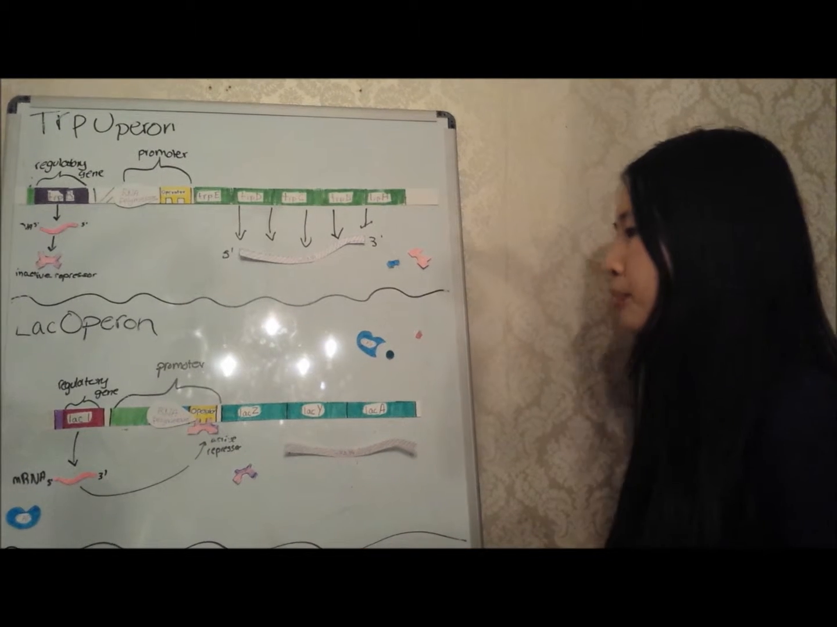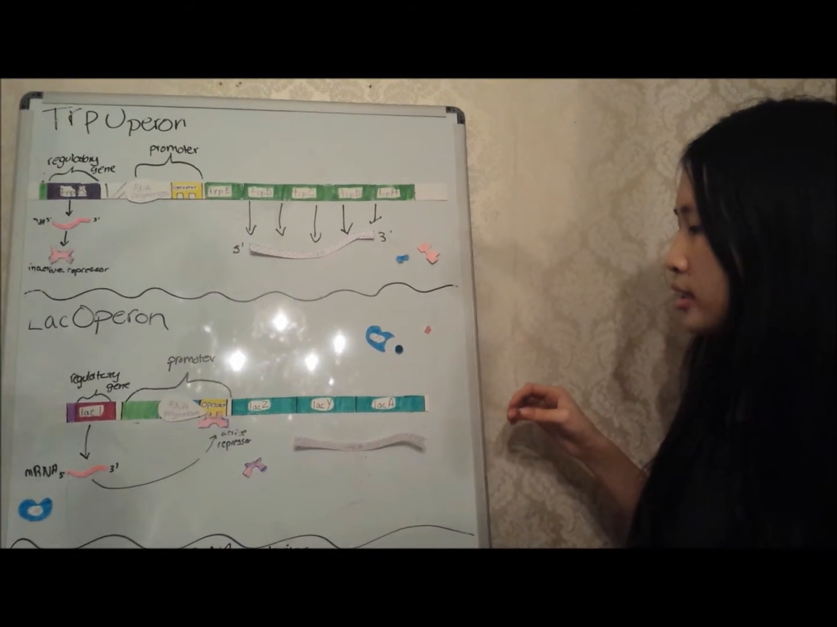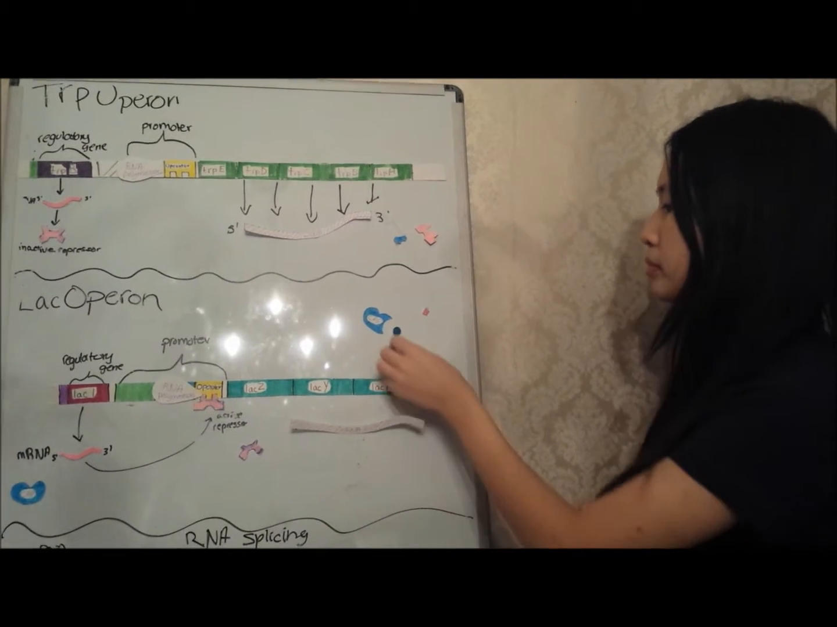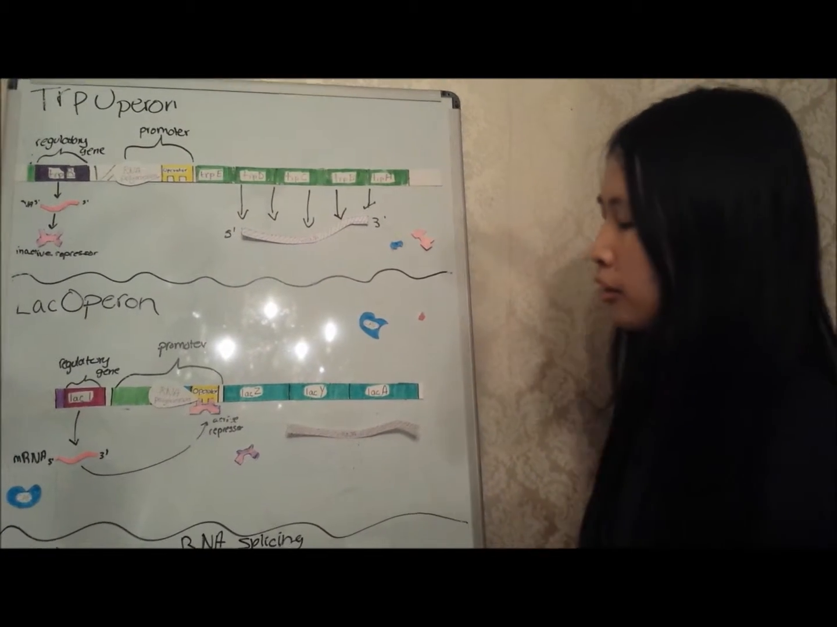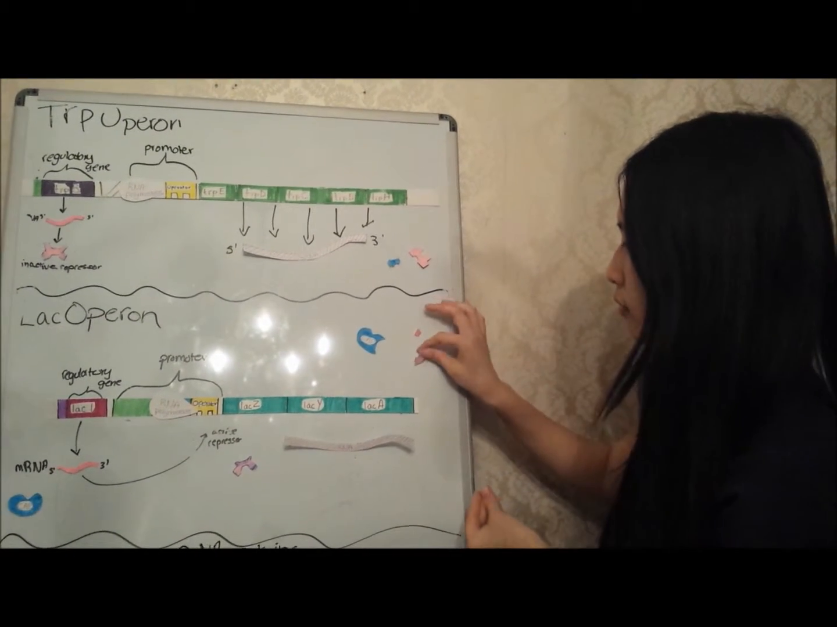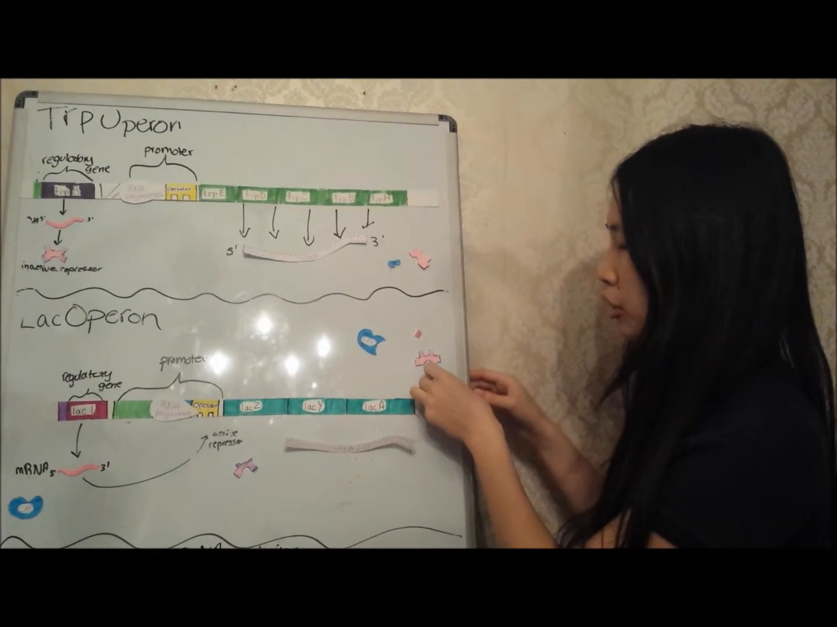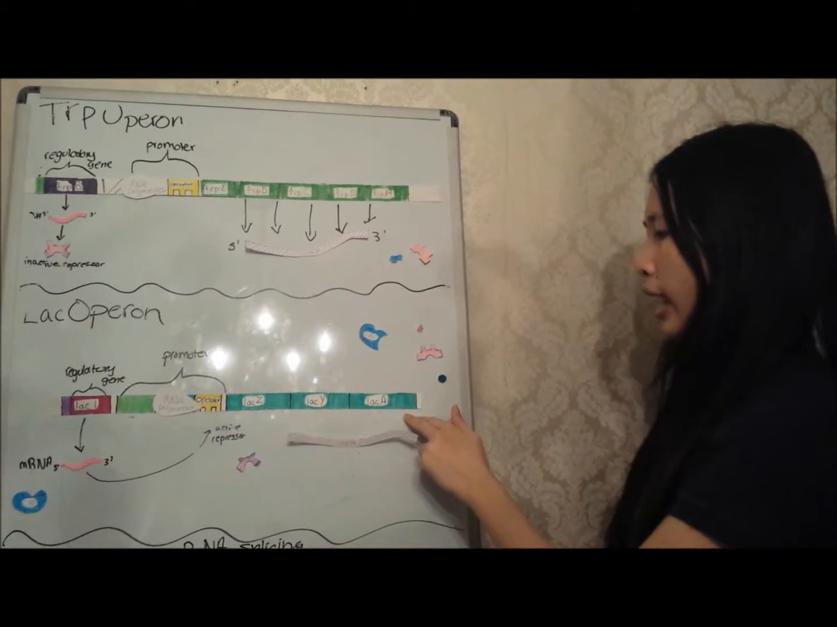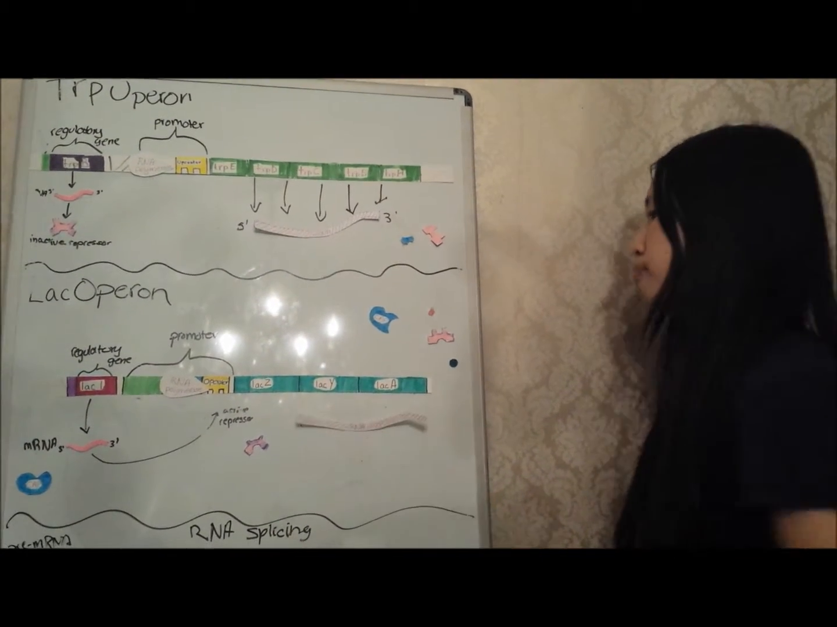In the presence of lactose and in the absence of glucose, allolactose will bind to the repressor, making it become inactive. In its inactive form, it will no longer bind to the operator, so there's nothing stopping the RNA polymerase from going on and transcribing to make mRNA.